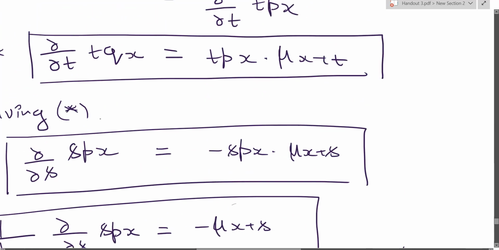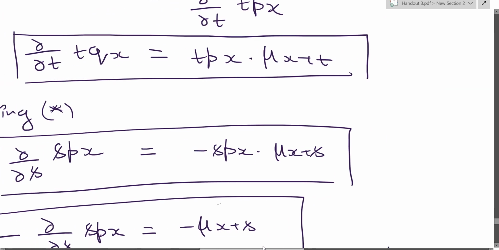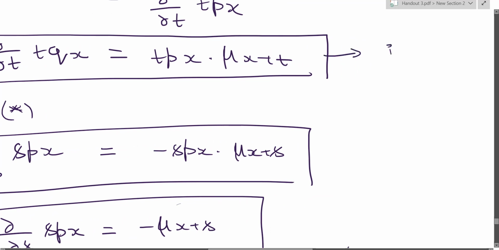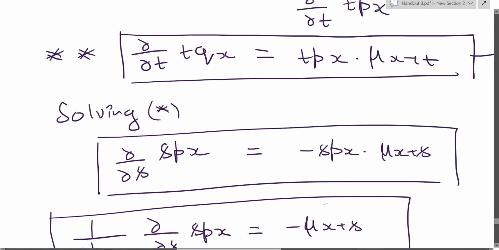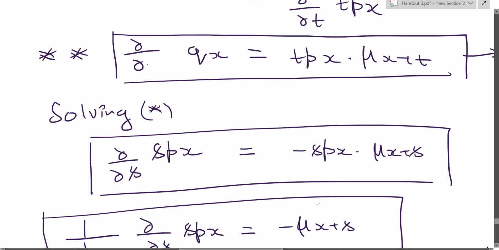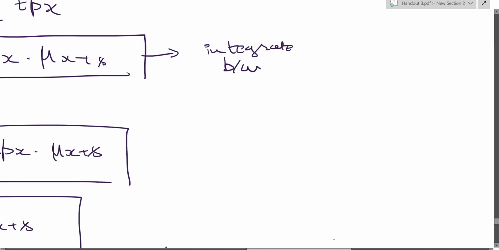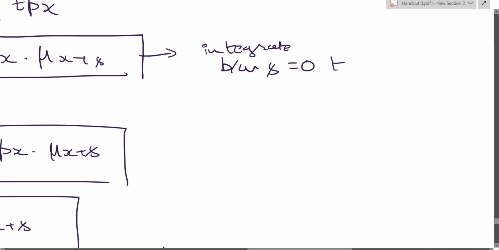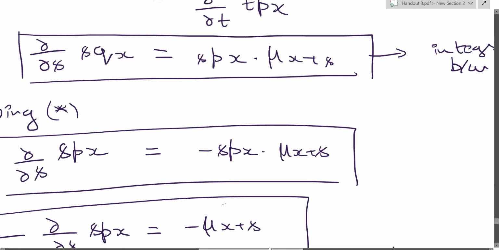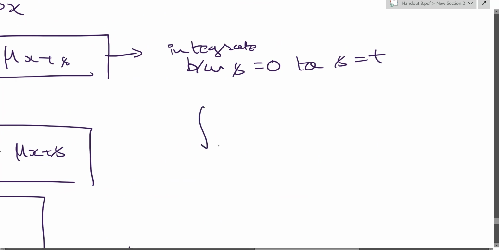We had this derivative for sPx, that's why this helped us derive the definition of tPx. Now for tQx, I'll integrate this between, obviously first I'll change all the t's to s, so let me do that. And now I'll integrate between s is equal to 0 to s is equal to t. So integrating between s goes from 0 to t.